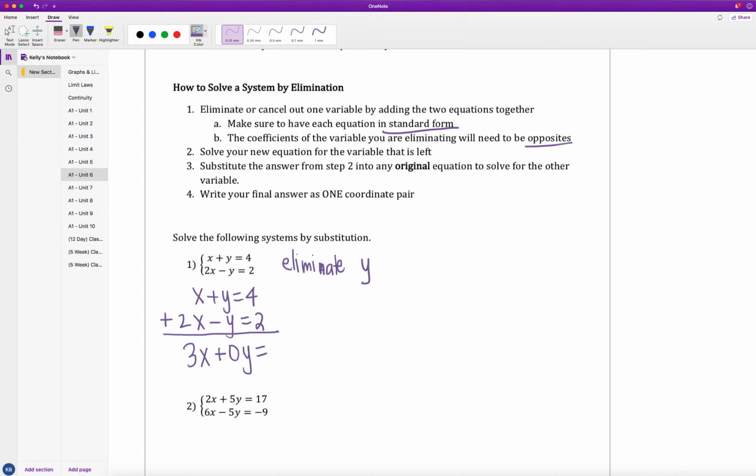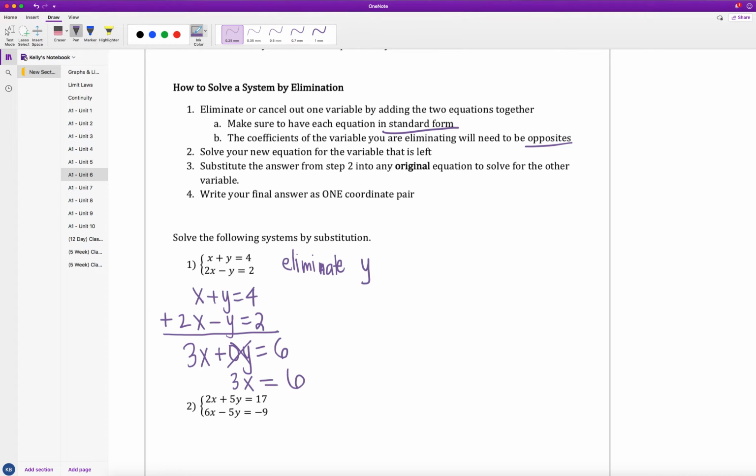Now I don't need to write the 0y. That looks kind of silly. I'm just leaving it there for the first example so that we can see it. I'm also going to add together the constant terms. So 4 plus 2 will give me 6. Again, there's no need to really write the 0y. You could go straight to writing 3x equals 6. I've done this correctly now.